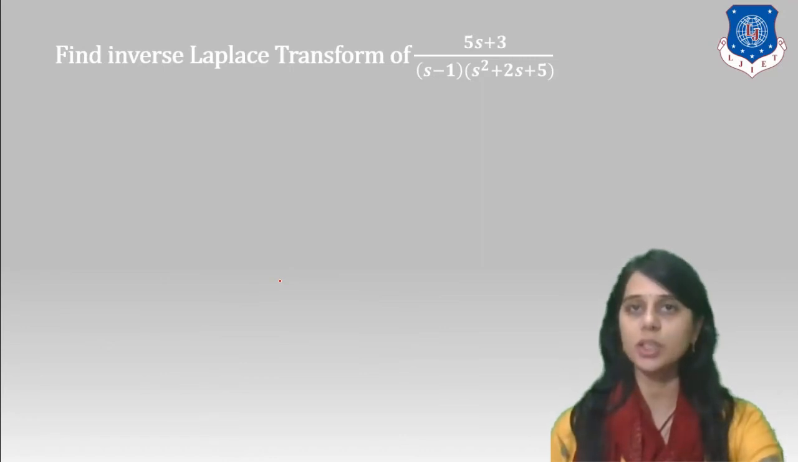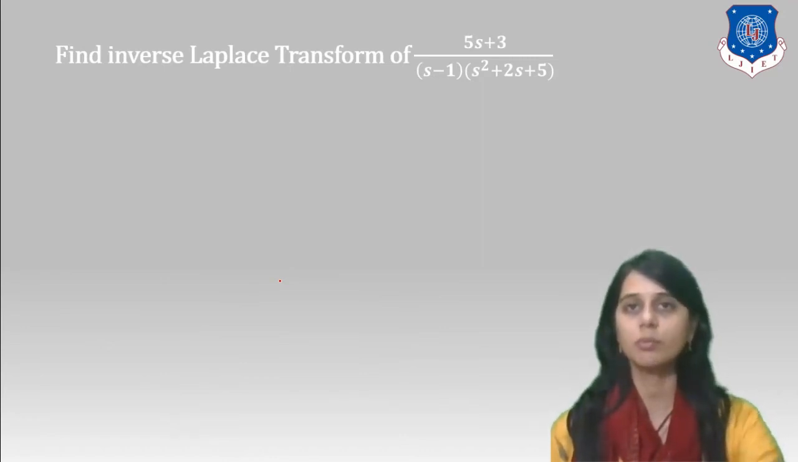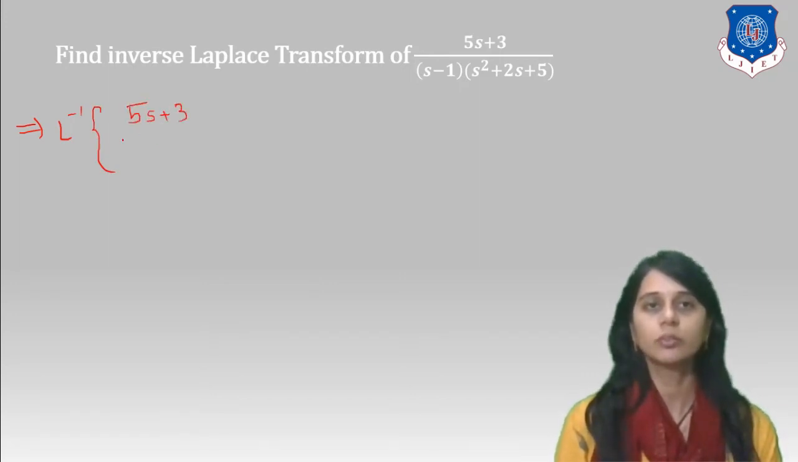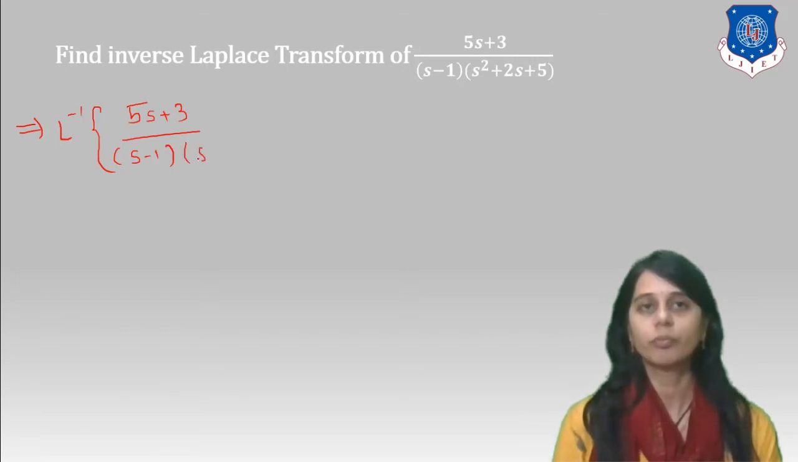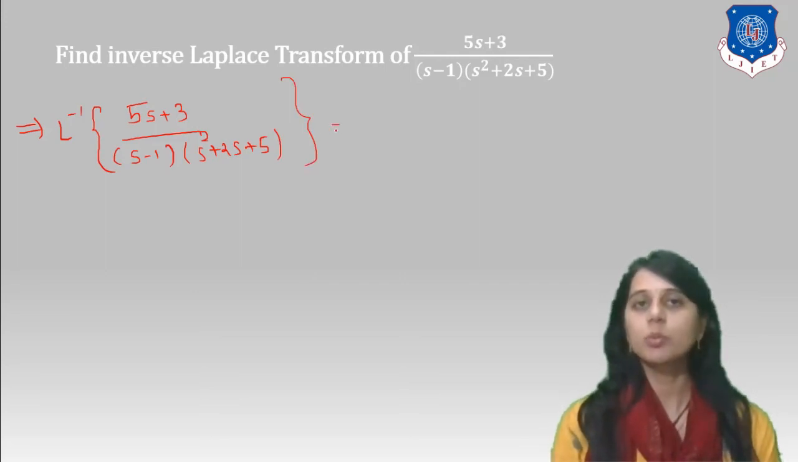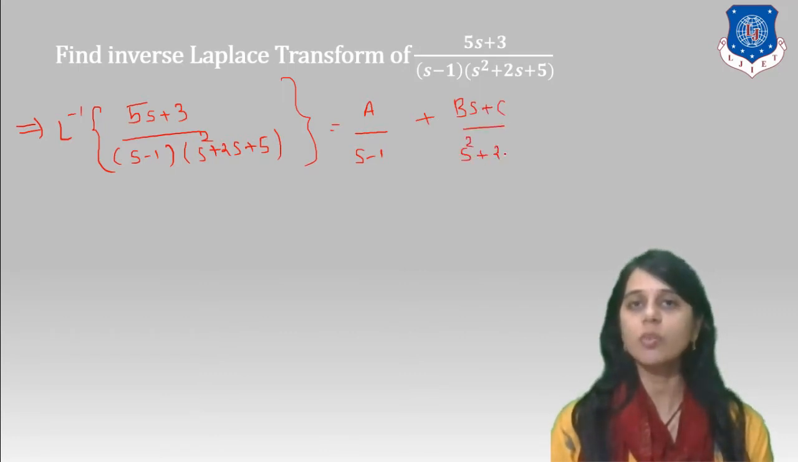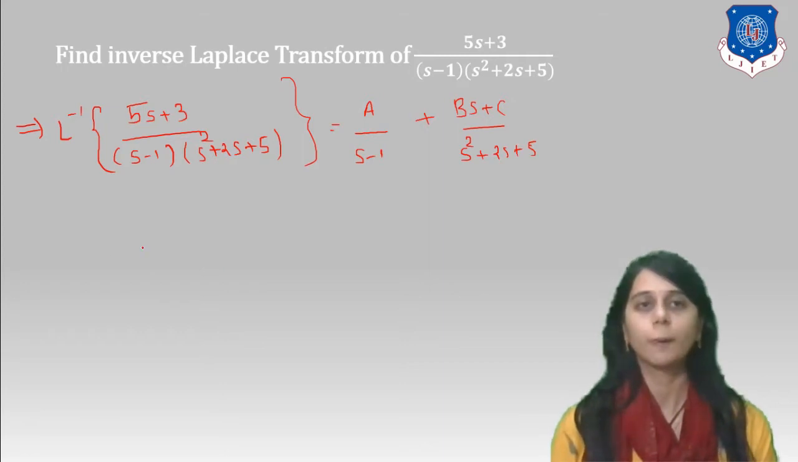Example: find the inverse Laplace transform of (5s plus 3) upon (s minus 1)(s square plus 2s plus 5). First of all, applying the Laplace inverse. Now s minus 1 is a linear factor, so we assume A only. And s square plus 2s plus 5 is a quadratic factor, so we assume Bs plus C for that. So this is a combination of case 1 and case 3. It is our equation number A.